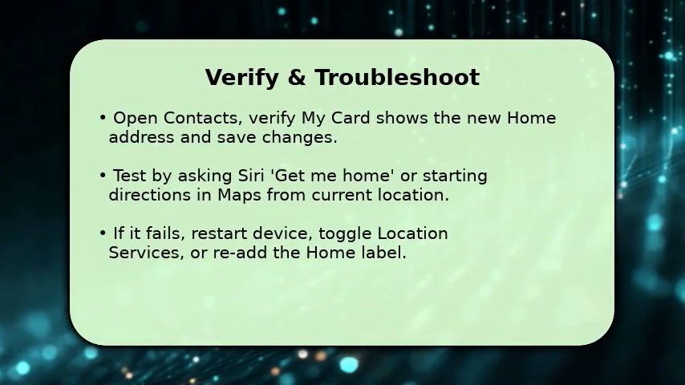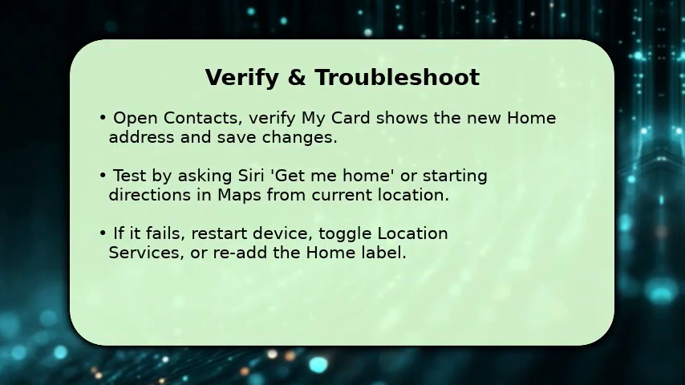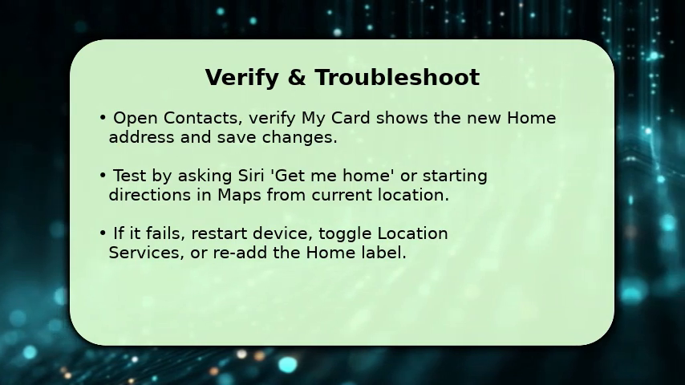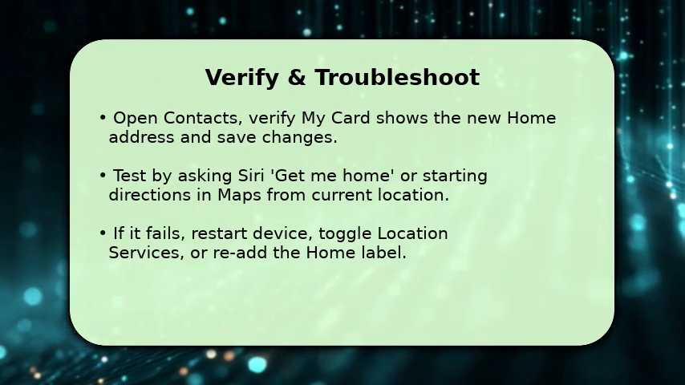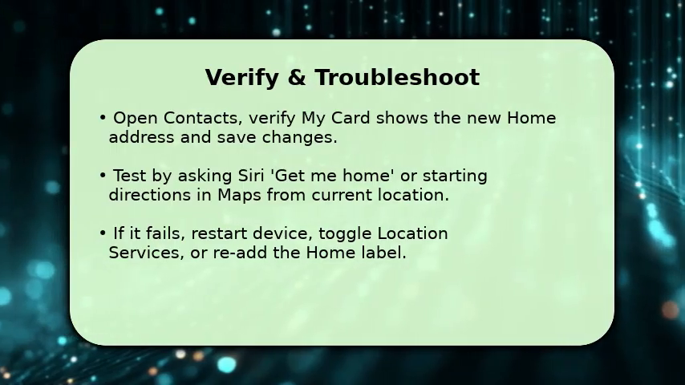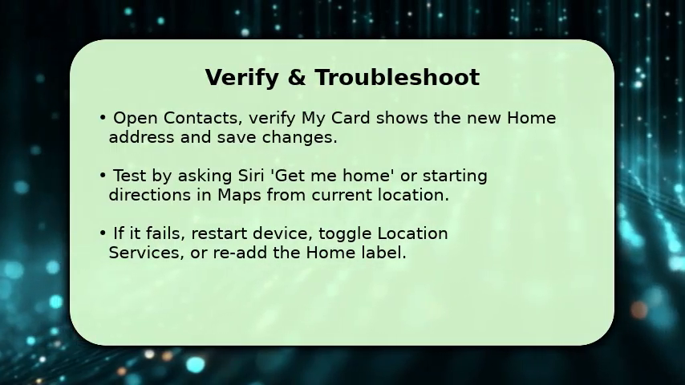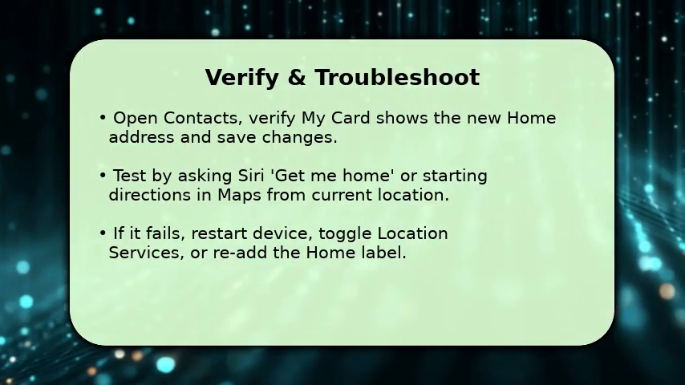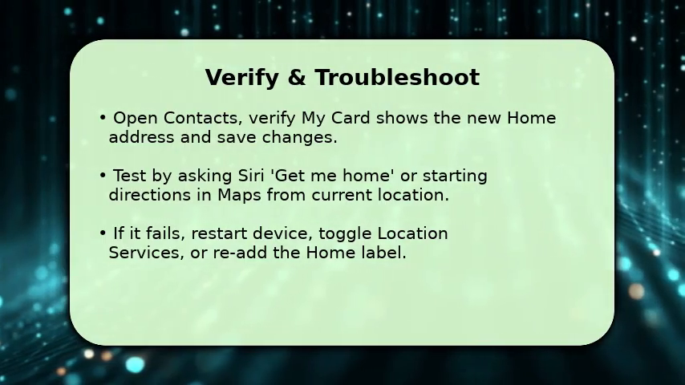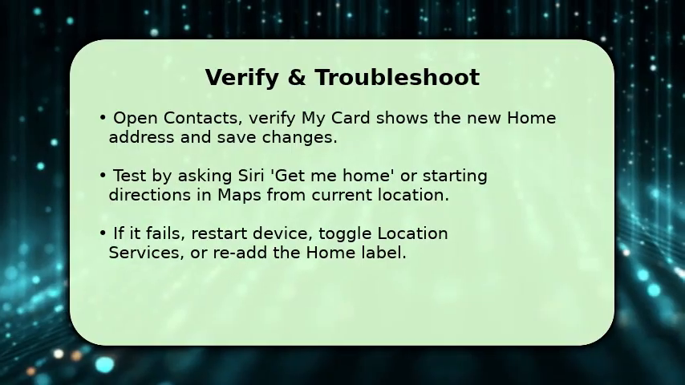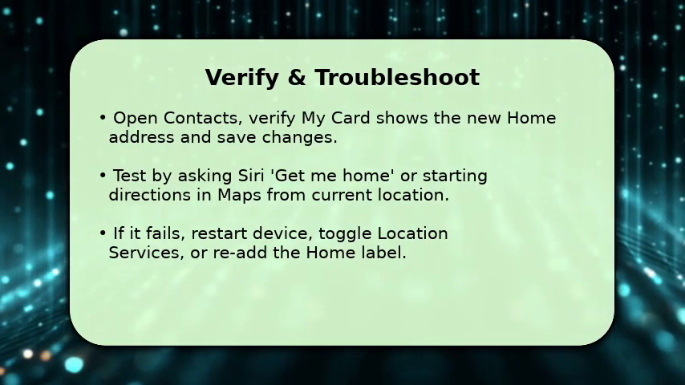To test, ask Siri to navigate home or start directions in Maps from your current spot. It should route to the updated address. If something goes wrong, restart your iPhone, toggle location services off and on in Settings, or remove and re-add the home label. These steps clear cache and force the system to reindex the address so changes take effect.